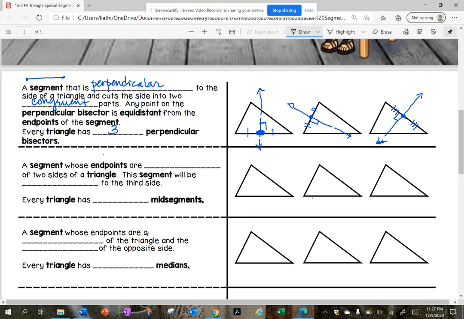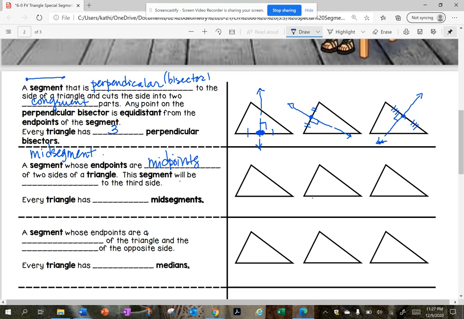Okay, let's go on to the next one. So this is a perpendicular bisector. Okay, so the next one is called a midsegment. So I'm going to write perpendicular bisector. So the next one is, this is called a midsegment. So these are segments whose endpoints are midpoints of two sides of a triangle.